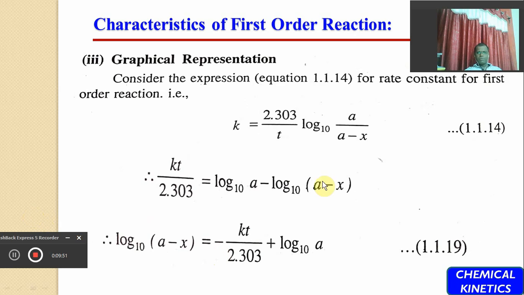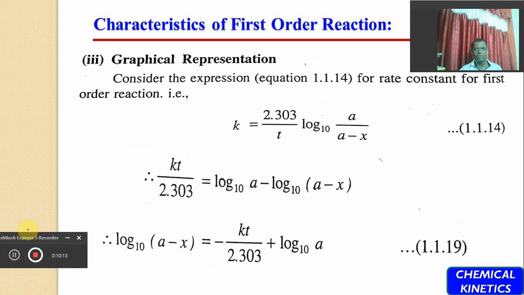Next characteristic of the first order reaction is the graphical representation, because it is possible to predict the order of reaction with the help of graphical representation. And this is one of the important characteristics by which we can determine the order of reaction or the value of the rate constant with the help of graphical representation.